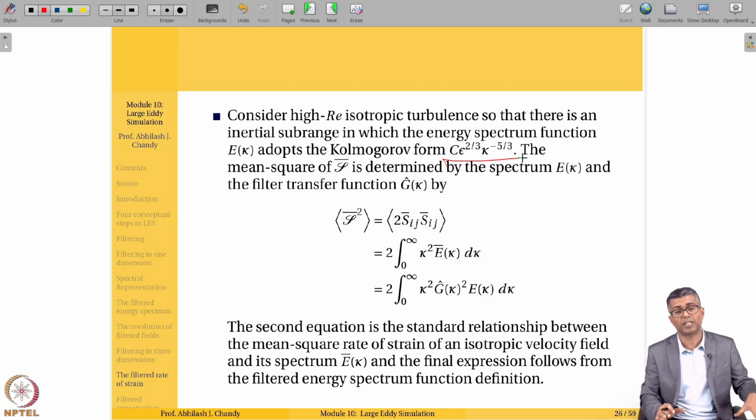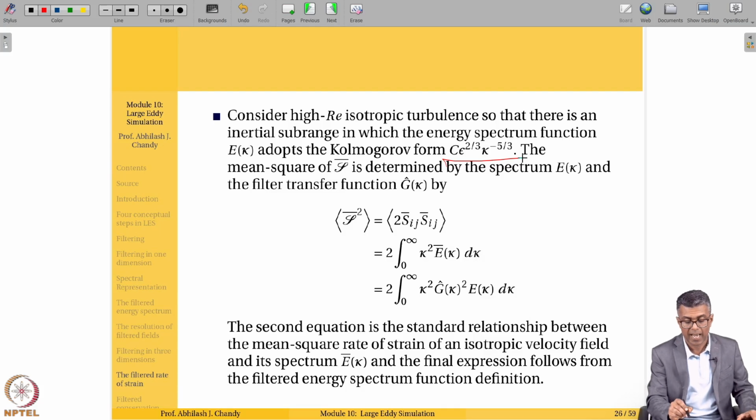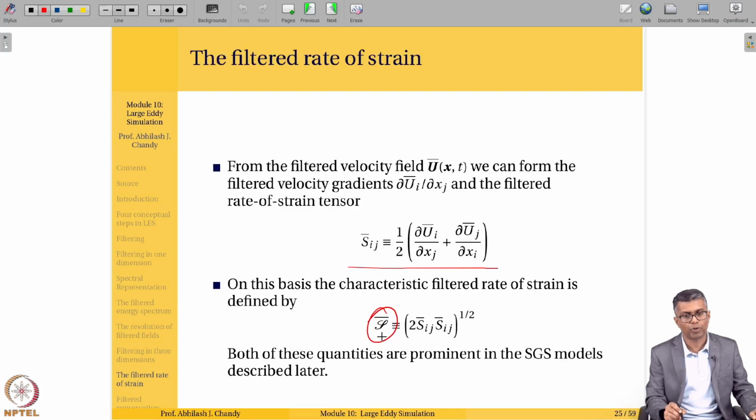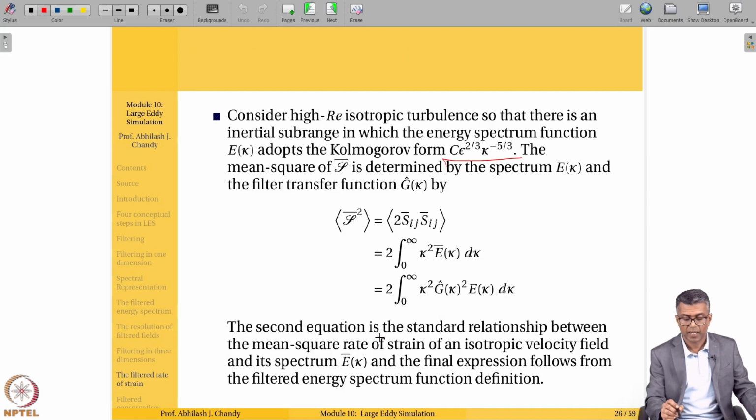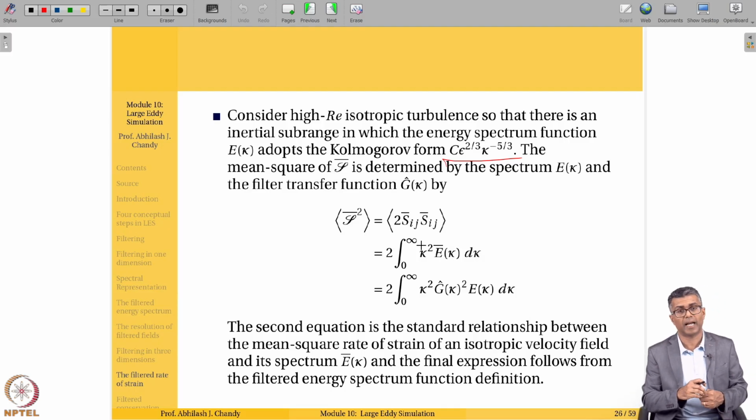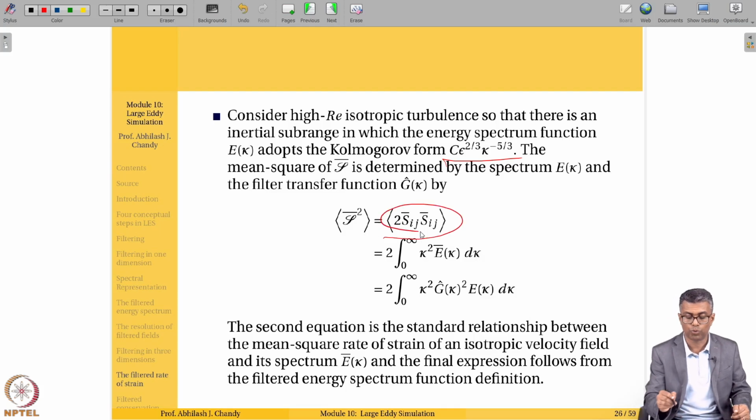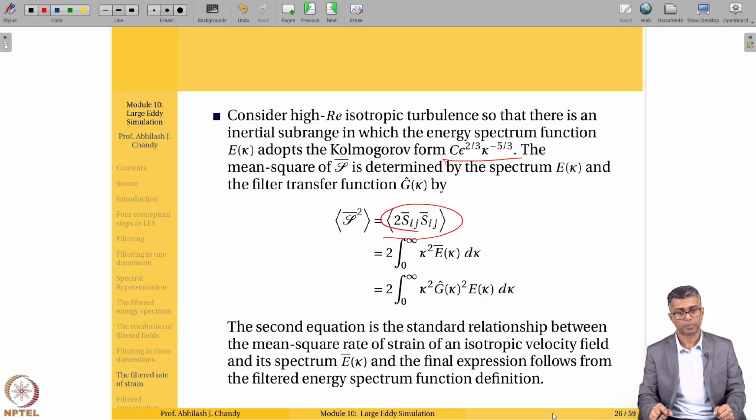Now, if you calculate the mean square of S bar, as in S bar squared mean, all I'm doing is squaring it and then taking the mean of it. What I get is 2 Sij, and since I squared it, the square root went away, and then I have a mean: 2 Sij bar, mean. This mean represents time average.